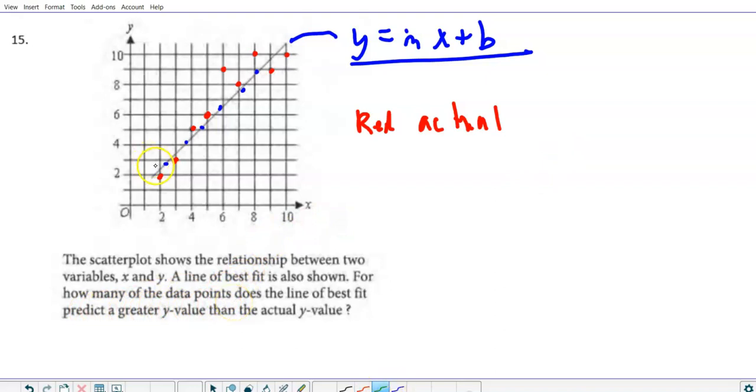So it looks like when x is 2, it predicted greater than what the red point is. Again, right there. It predicted a little bit greater than what the red point is, a little bit greater when x is 9, when x is 10, a little bit greater. So 1, 2, 3, there are 4 points. So you just have to count them.